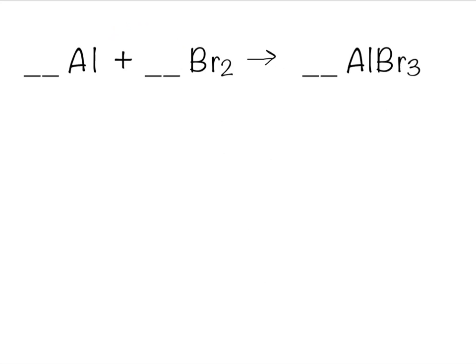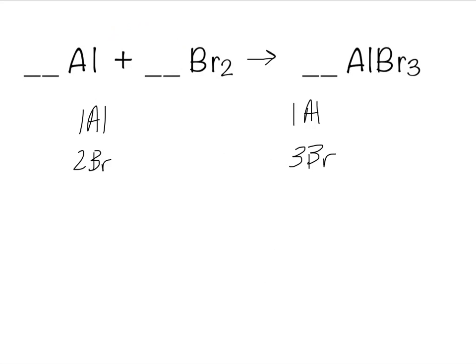You'll notice that they react to form aluminum bromide. And that is the correct formula for aluminum bromide. Aluminum has a 3+ charge, bromine is 1-, so it's AlBr3. How do we fix this? Well, let's see, we've got 1 aluminum and 2 bromines. On this side, 1 aluminum and 3 bromines.